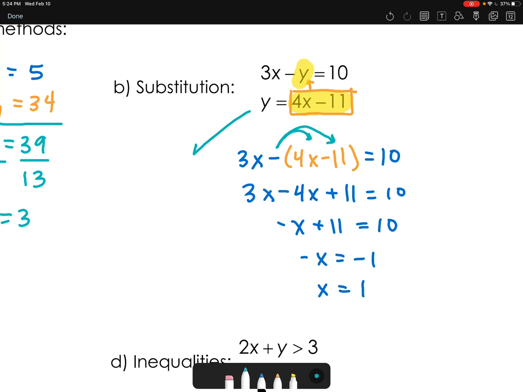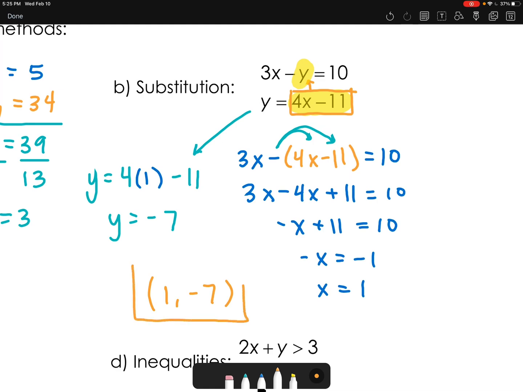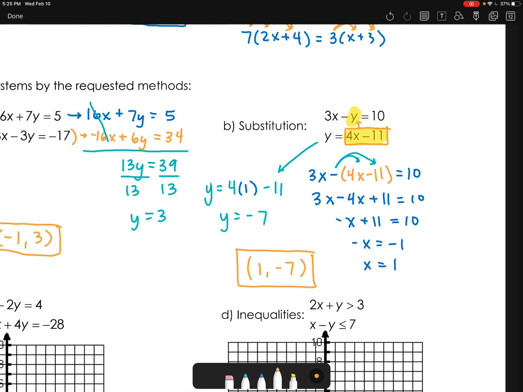Okay, I like to choose the equation where the y is already solved for. And so then I'm plugging in that x into that second equation there. And so y equals negative 7. So my ordered pair here is 1, negative 7.